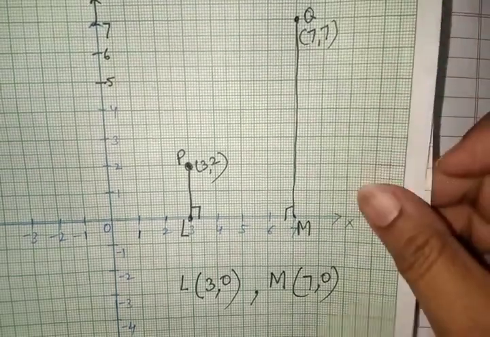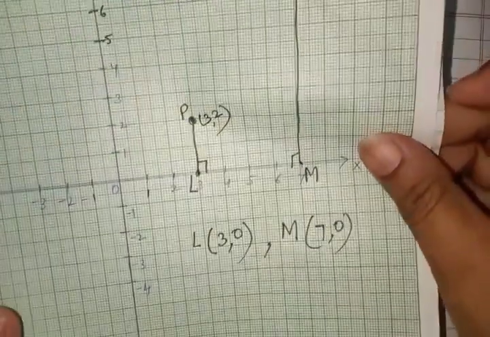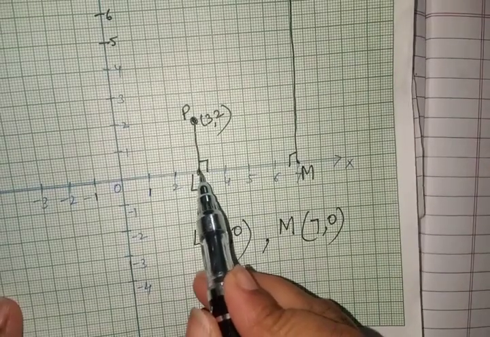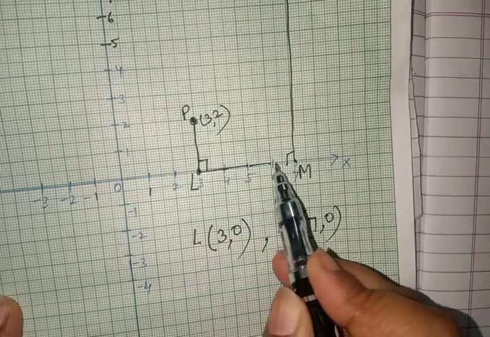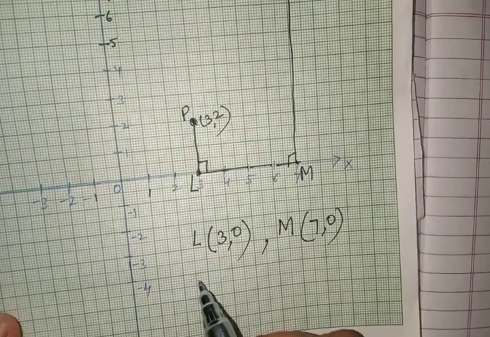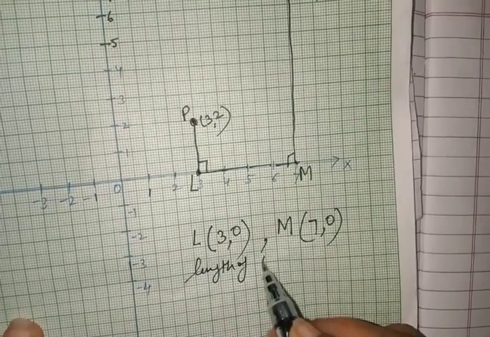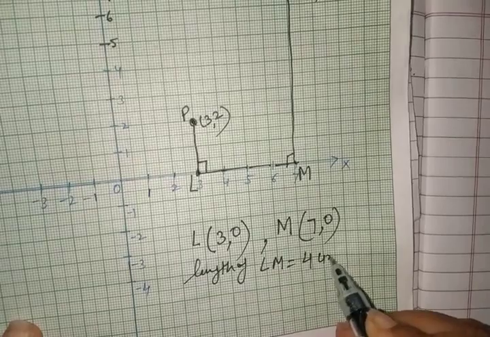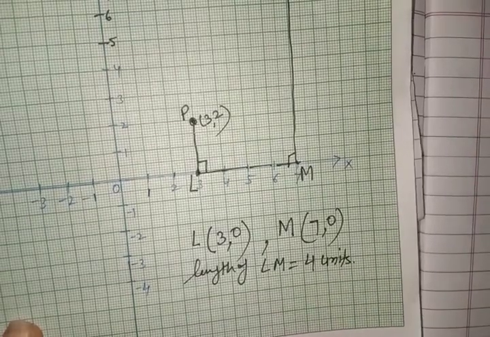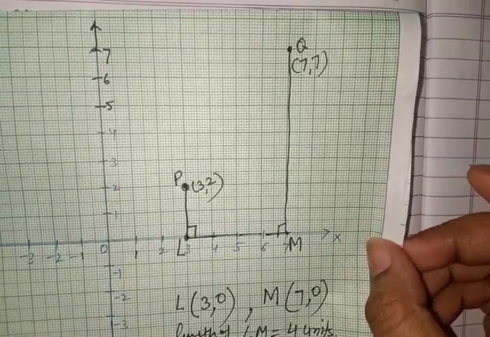Next part says find the length of LM. Very easy. Length of LM. Count the boxes. 1, 2, 3 and 4. So you can write length of LM is equal to 4 units. You will write the word units whenever we ask anything, length and area, unit square or unit, you will write.